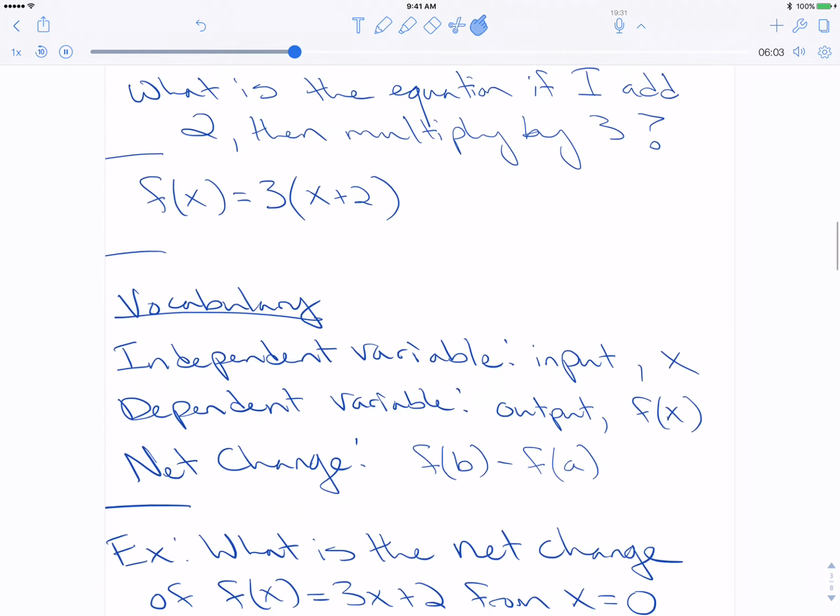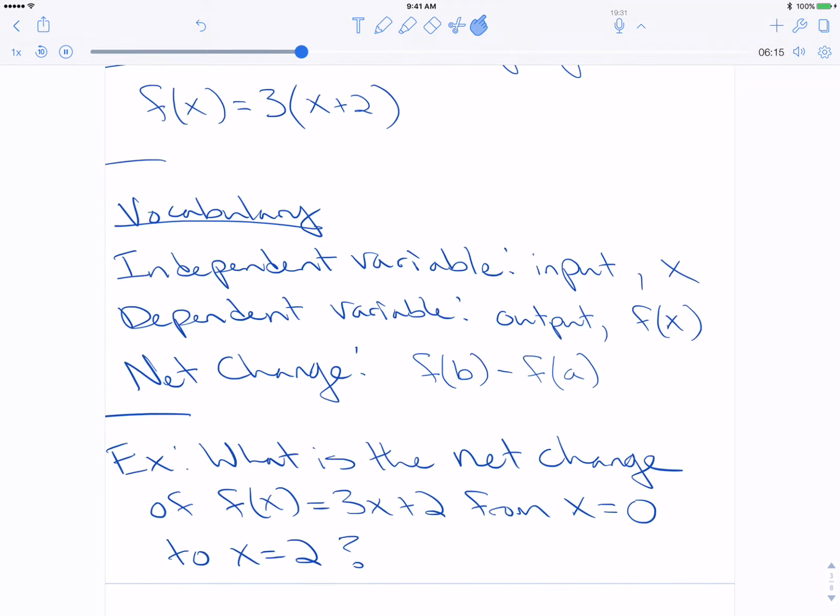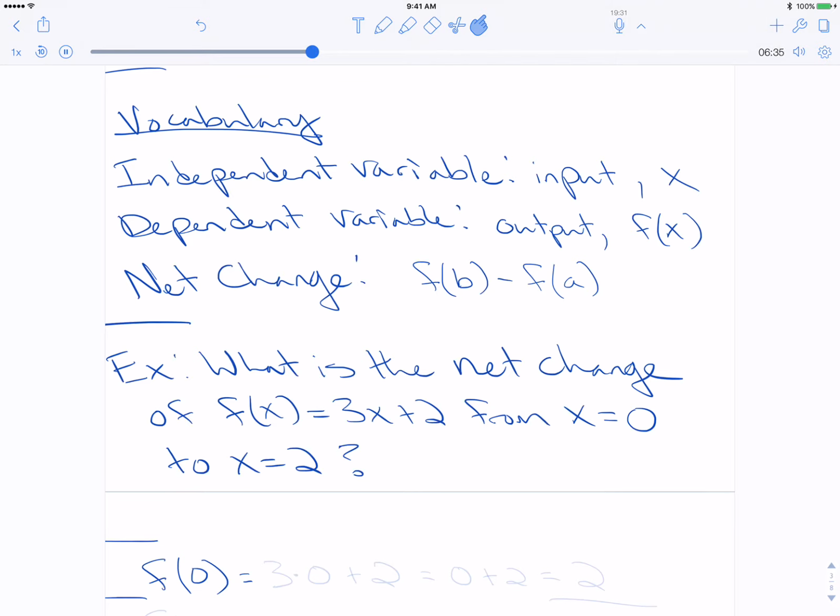Let's do an example of determining net change with a function. If we use the same one we've been using, f of x is 3x plus 2, we want to evaluate this from x equals 0 to x equals 2. Net change is the bigger one minus the smaller one. So we need to determine first what is f of 0. We replace all the x's with zeros: 3 times 0 plus 2. That's 0 plus 2, or 2.